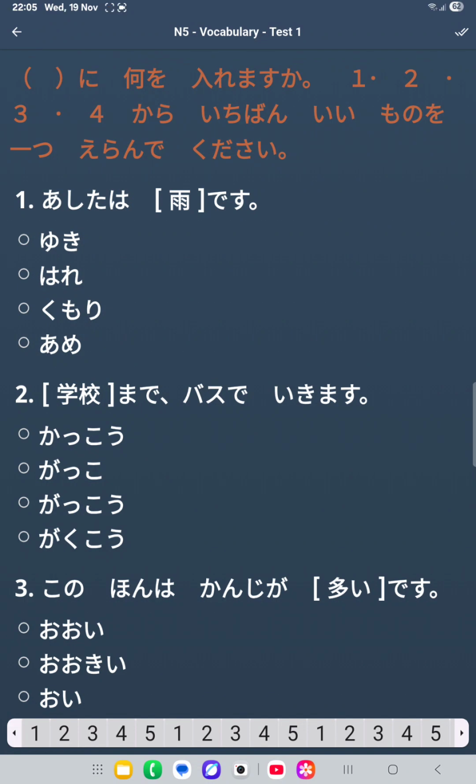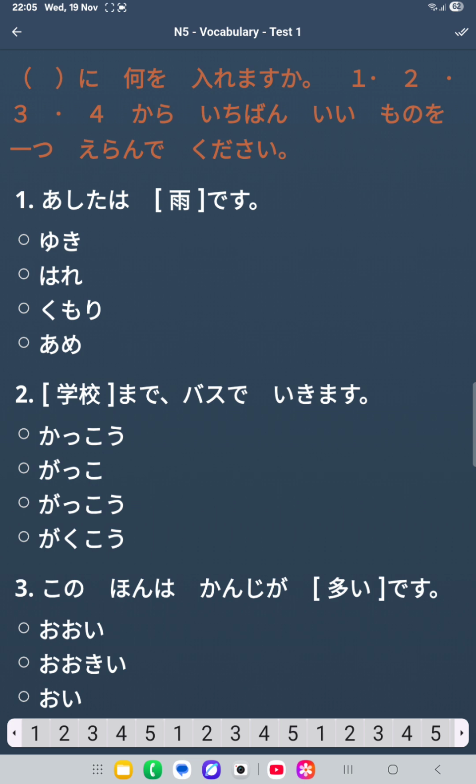Today we will be solving the vocabulary test 1 of JLPT N5 level. Hi, hajimemashou. Blank ni nani o iremasu ka? Ichi ni san yon kara ichiban ii mono o hitotsu erande kudasai. So you have to choose the most appropriate option from the given options.